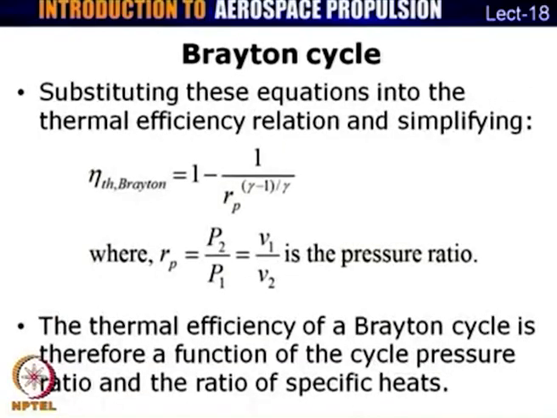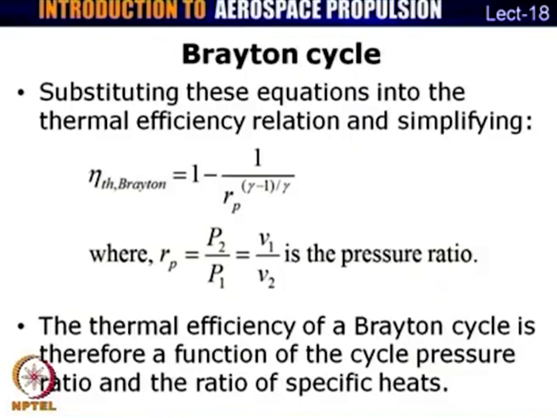So, if you substitute these values in the equations, we get an expression for the thermal efficiency. The thermal efficiency of a Brayton cycle is equal to 1 minus 1 by R_p raised to (gamma minus 1) by gamma, where R_p is the pressure ratio P2 by P1 of this cycle. And so, Brayton cycle efficiency is primarily a function of the cycle pressure ratio, and it also depends in some way on the ratio of specific heats as well.